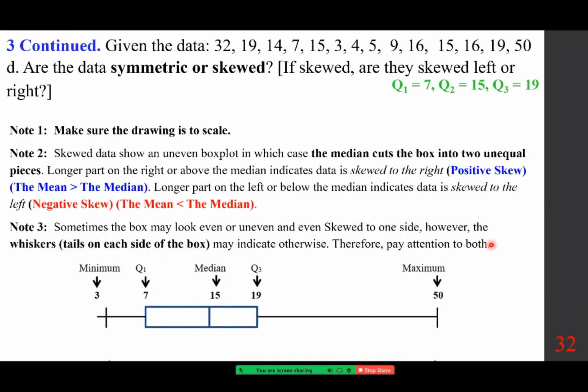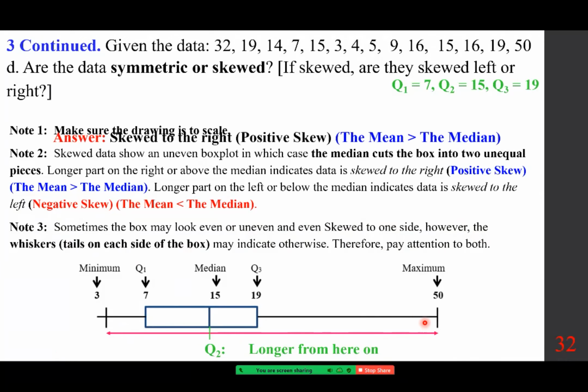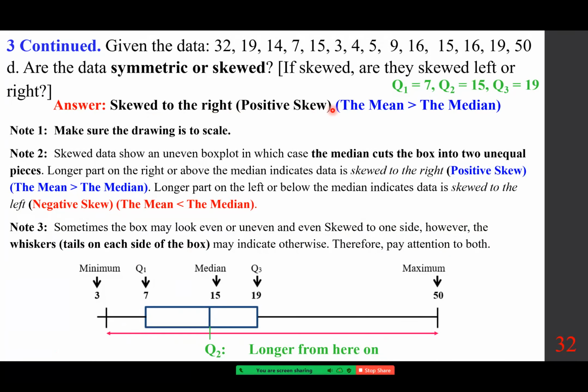So take a look at the way I'm going to approach this. I look at Q sub 2 and I draw lines. On the left side, this is clearly shorter than this one. It's longer from here on, and therefore I'm going to say it is skewed to the right. The mean is larger than the median.